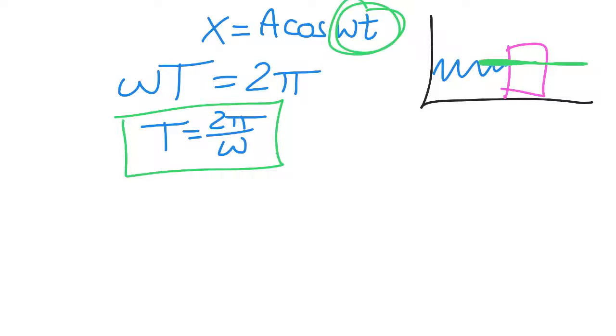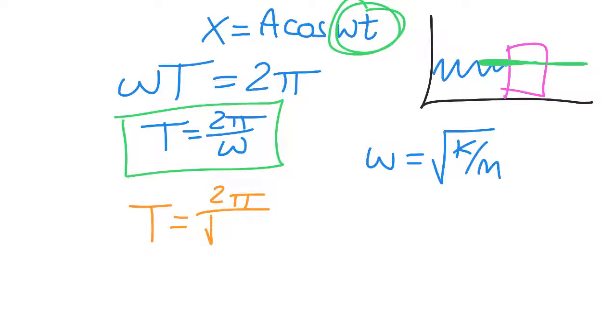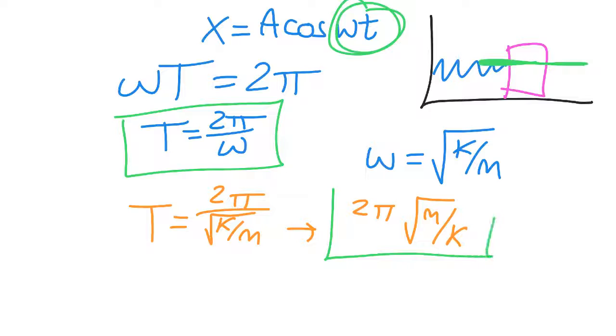In our previous example, we saw that our omega was equal to the square root of k over m for a mass on a spring. So that means for that case, the period is equal to 2 pi over the square root of k over m, which would result in 2 pi square root of m over k. So that's the period for a mass on a spring.